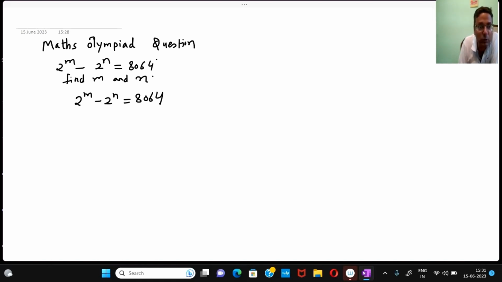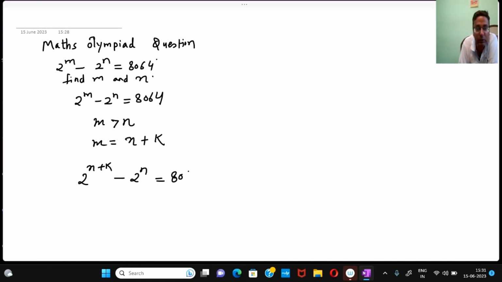Because the base is 2 here, m will be greater than n, because the difference of 2 raised to power m minus 2 raised to power n is 8064 and the base is the same, so m will definitely be greater than n. Now we assume m equals n plus something, let us take k. Now we can write m as n plus k: 2 raised to power n plus k minus 2 raised to power n equals 8064.